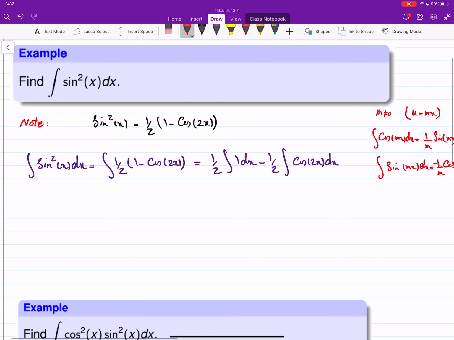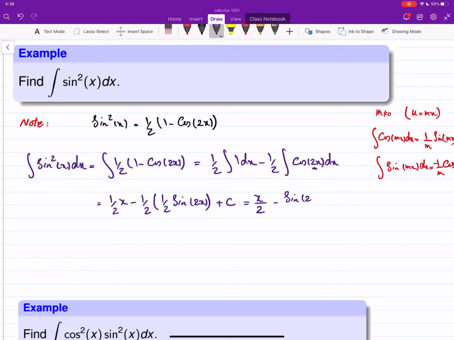So here then what we have is the first one gives me half of x, the second one gives me half of another half, this is m, half of sine of 2x, then plus c. And that is x over 2 minus sine 2x over 4 plus c. Okay? So this is the strategy we have to take.